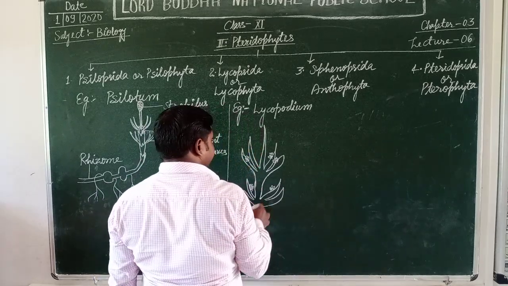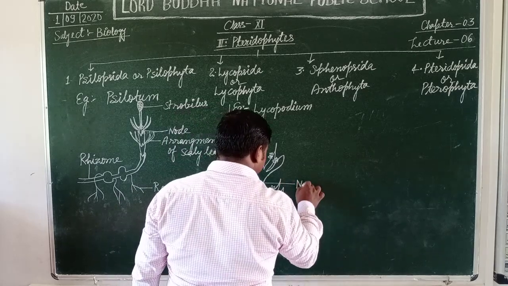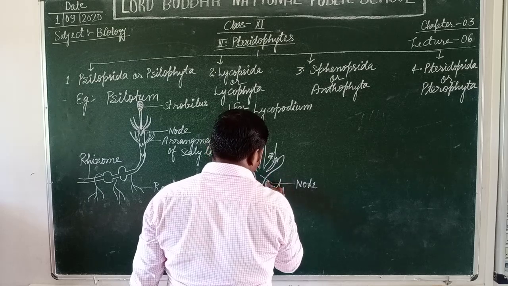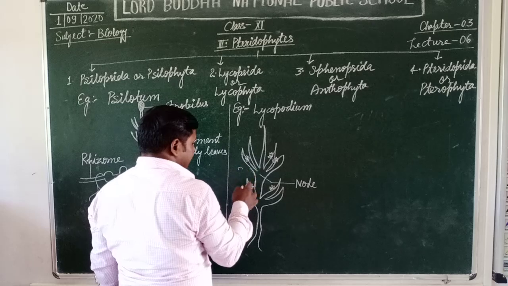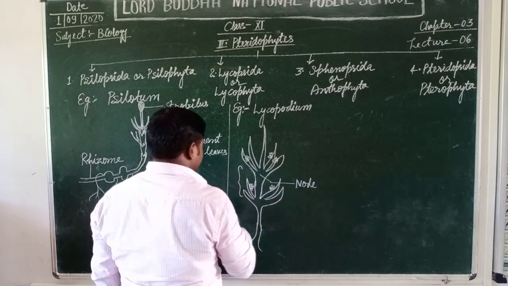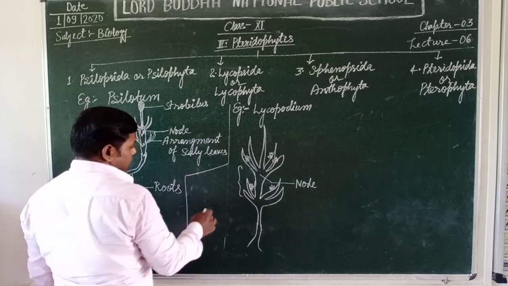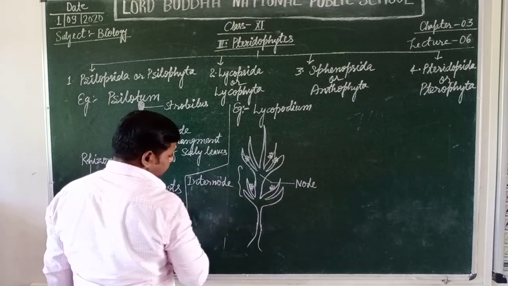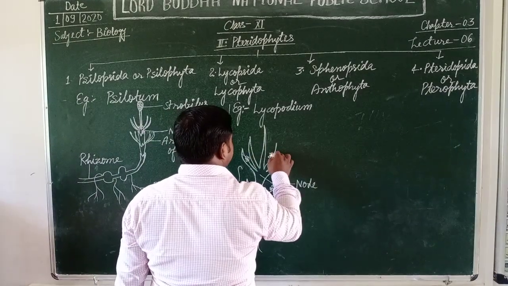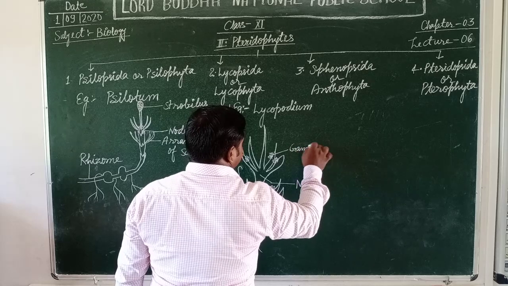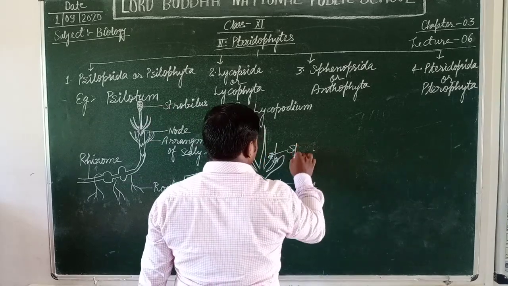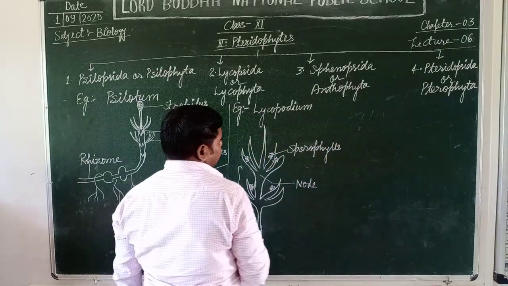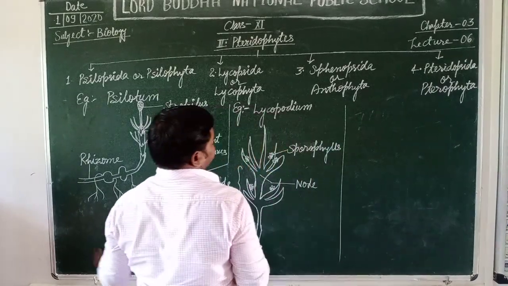This is the node, and in between the nodes there is the internode. This is the internode region that is present between the two nodes. Or you can say the sporangia, sporophylls. Sporophylls.